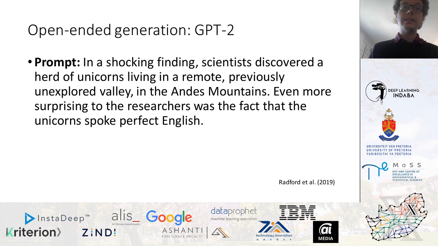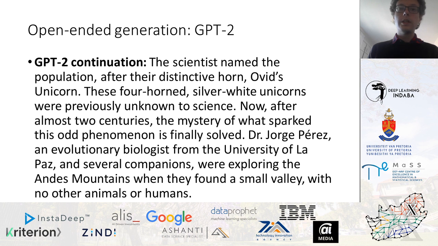Last year, OpenAI released a large neural language model called GPT-2. This model received a lot of attention because of the high-quality text passages it is able to generate. In this example, the model is given a prompt, which is the start of a made-up newspaper article about unicorns living in the Andes Mountains. The model was able to generate a very convincing-looking continuation of this prompt, making up details about the unicorns' appearance and how they were discovered in perfectly fluent text.